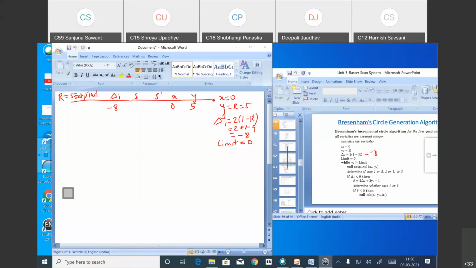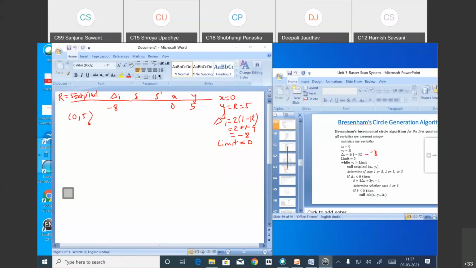Okay. Now see here, limit is initially 0. When y is greater than or equal to limit, we are going to perform the next steps. Until y becomes less than 0, we are going to continue. When y becomes less than 0, we stop here. Y is equal to 5, which is greater than limit. So call set pixel xi, yi. So we set the pixel xi, yi. What is this? 0, 5. Set pixel 0, 5.